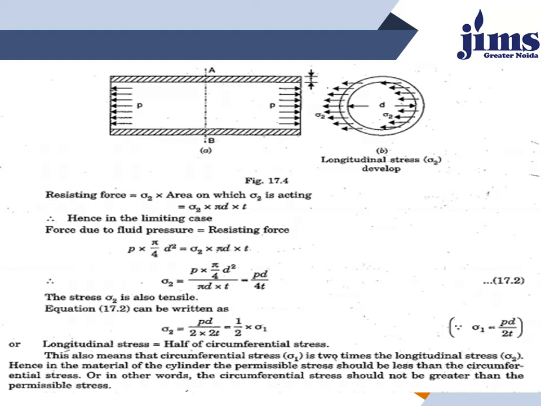So sigma 2 can be written as PD by 2 multiplied by 2t, or sigma 1 divided by 2, because sigma 1 is equal to PD by 2t. Hence the longitudinal stress is equal to half of the circumferential stress. This also means that the circumferential stress is 2 times the longitudinal stress. Hence, in the material of the cylinder, the permissible stress should not be less than the circumferential stress; in other words, the circumferential stress should not be greater than the permissible stress.